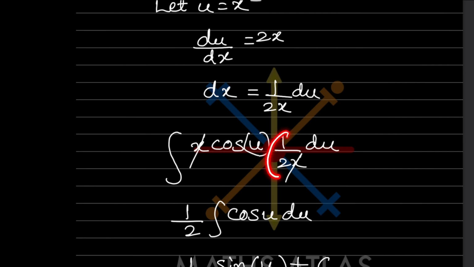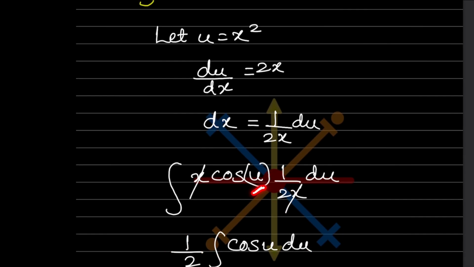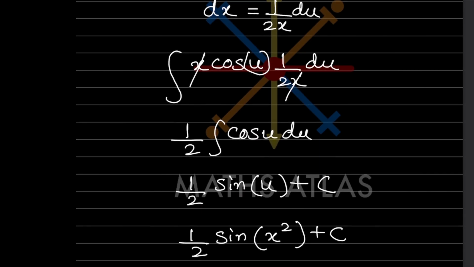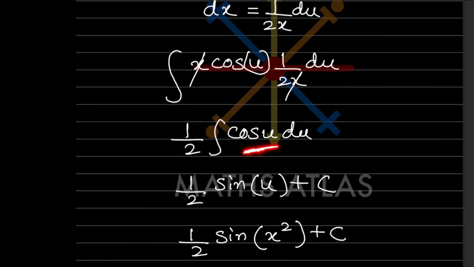So we can take this 1 by 2 as a constant, so we will take it out of the integral. So the integral will be cos u du. And now you know what u is. u is x square. First thing, you will write the integration of this one: cos u du means the integration of cos is sine u plus c.